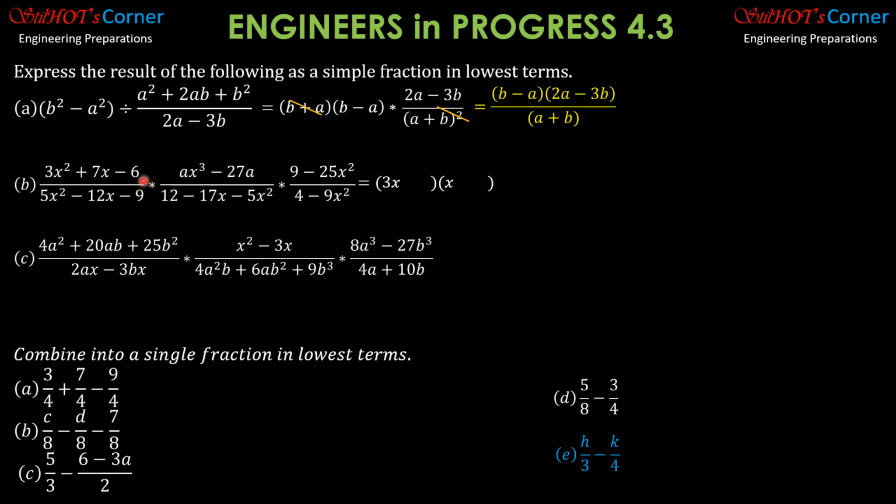So 6, we have 6 and 1, 3 and 2, but by investigation, we just use 3 and 2. So it should be positive 3 here. So that 3x times 3 is 9x, then negative 2 here. So that 9x minus 2x is 7x. So 3x minus 2 and x plus 3.